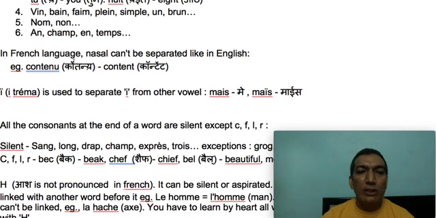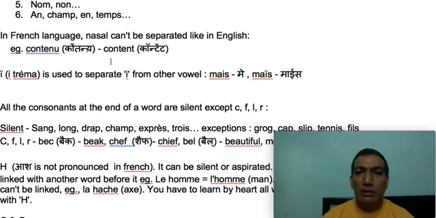So in French language, I told you, we have just talked about it. These can't be separated like in English. Then the next sound is E, E with these two dots, which is called E tréma. Tréma, okay. So this is another accent. It is used to separate E from other vowel, okay.